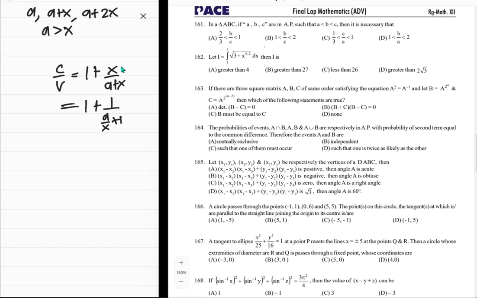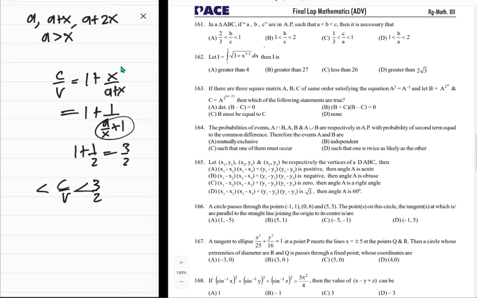Will this work? So as you can see, as x becomes bigger, this thing becomes smaller, that means the whole thing is getting bigger. So as x increases, c upon b also increases. Okay, so what will be the maximum value of x? a, when it is that, then it's just 1 plus 1 upon 2, which is 3 upon 2. So c upon b is less than 3 upon 2. And at the same time, what will be the minimum value of x? 0.